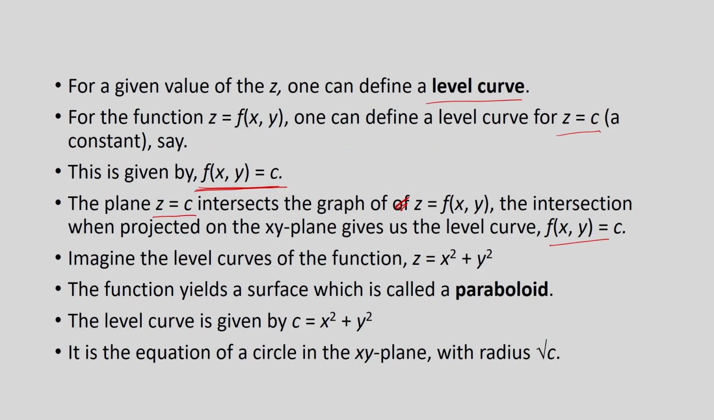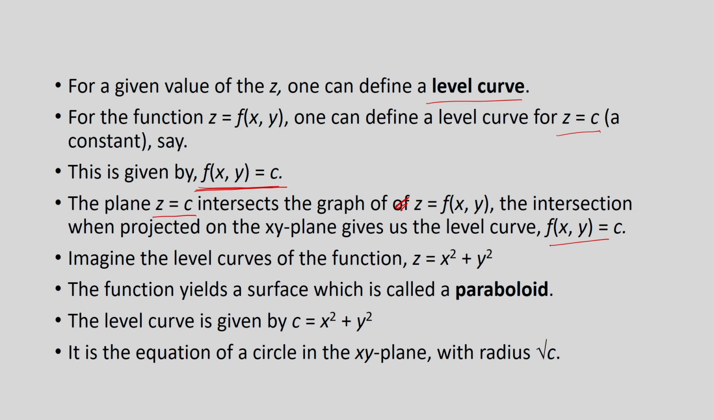Okay. So, that is what I have written, the plane z is equal to c intersects the graph of z is equal to f of x y. The intersection when projected on the xy plane gives us the level curve whose equation is given by f of x y is equal to c.